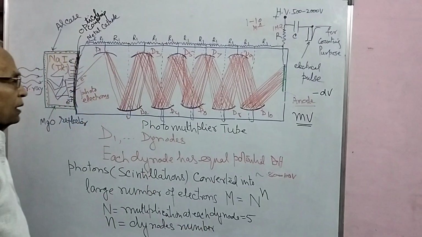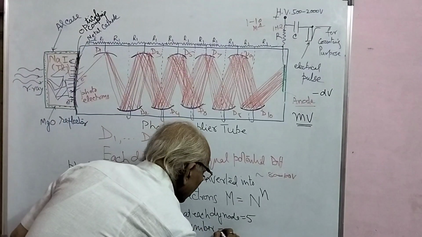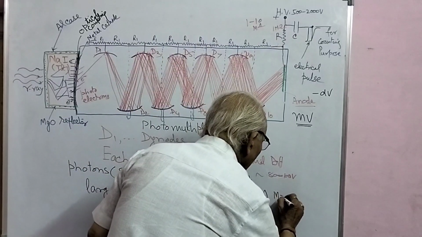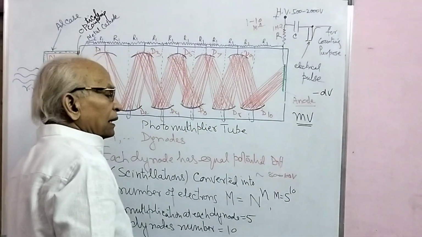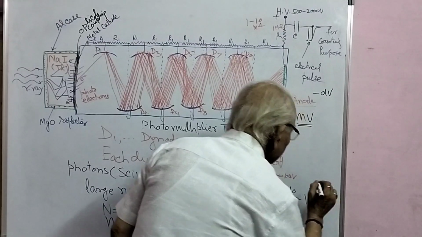How many dynodes? I have shown you 10 dynodes. So 10 dynodes means small n is 10. It means the multiplication M is given by 5 to the power 10. You can calculate this value; it is about 10 to the power 7.